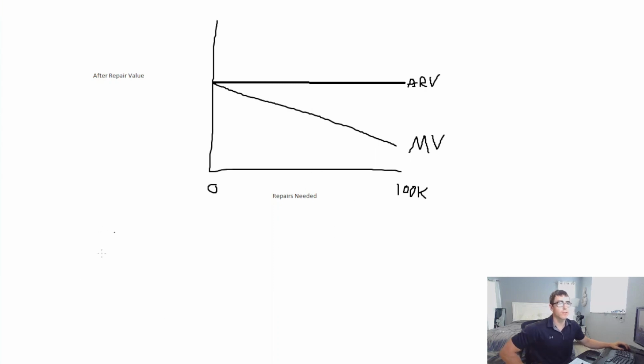So the cool thing here is, let's say right here is 50,000. You guys get the point. Hopefully you can still read that. So that's $50,000 in repairs. At this point, this gap is greater than $50,000. And this is what you need to understand. The reason that this gap is greater than the repairs needed is because you need to look at it from the perspective of a home buyer.